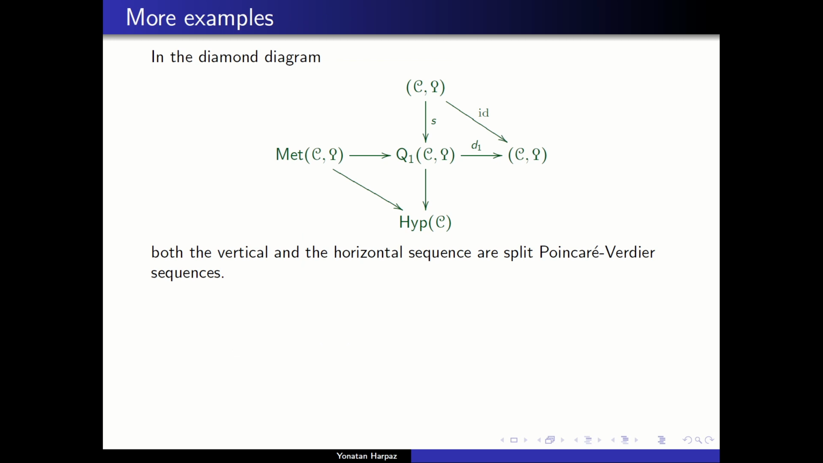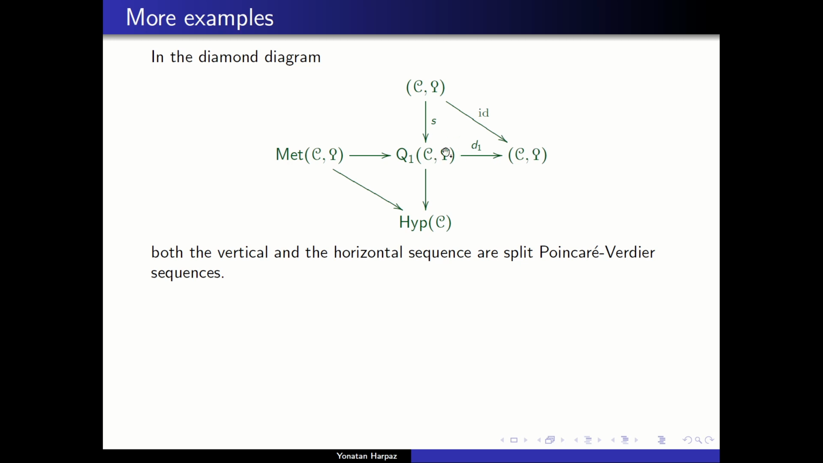Let us now consider some more examples. Consider the following diamond diagram. Here in the middle we have the Poincaré ∞-category Q1. Recall that the objects of Q1 are spans in C, and the Hermitian form on such a span consists of choosing Hermitian forms compatibly on the three objects. Such a Hermitian form is Poincaré if and only if it exhibits the span as a cobordism.